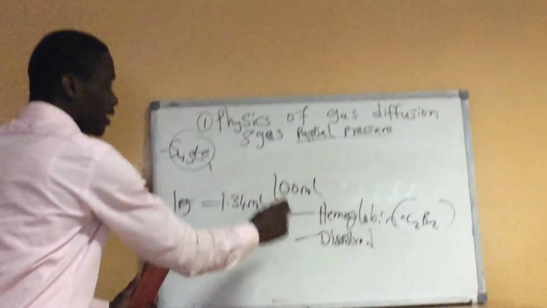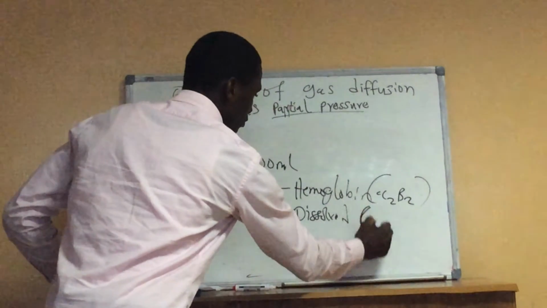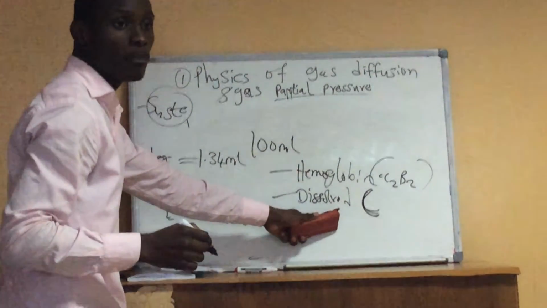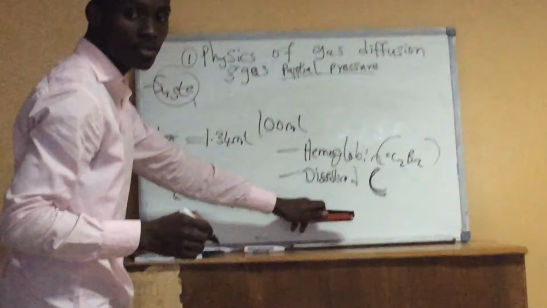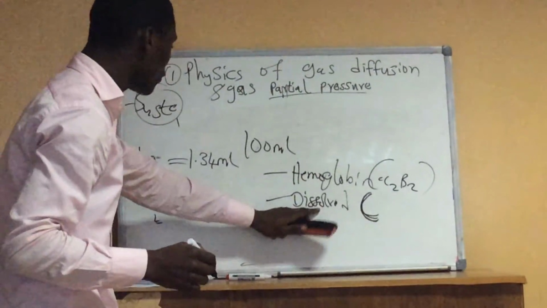Now, dissolved form. Dissolved oxygen is kept in dissolved form by partial pressure. Partial pressure of oxygen. We'll get to that.